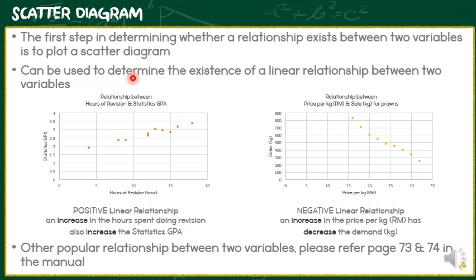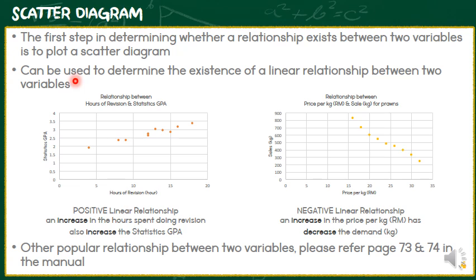So, kita sambung relationship, correlation dulu. Okay, untuk chapter ni, untuk part ni kita tengok correlation dulu. So, cara yang paling mudah untuk tengok relationship between two variable, okay, is by plotting a scatter diagram. Scatter diagram can be used to determine the existence of a linear relationship between two variables.